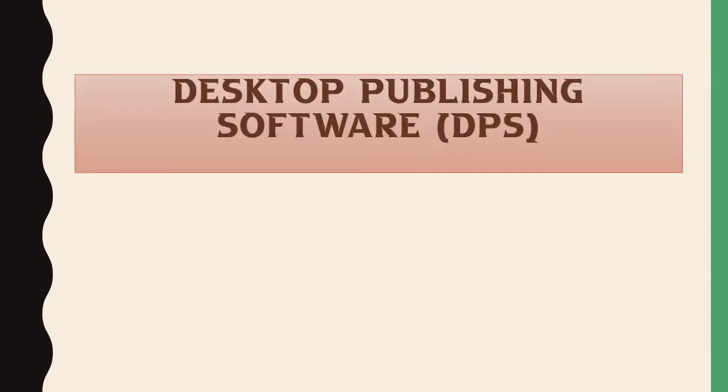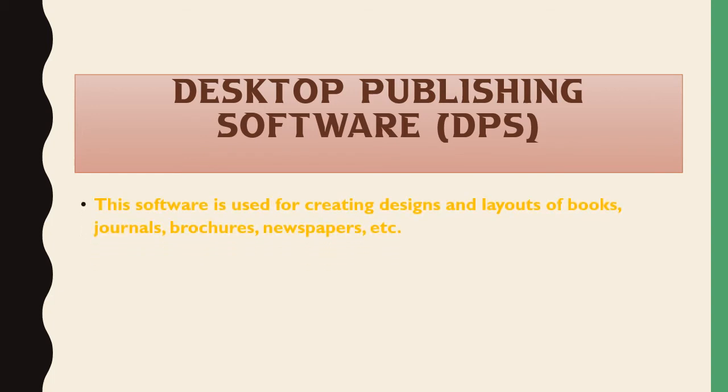Moving on towards the next one, desktop publishing software, DPS. This is the software which is used for creating designs and layouts of books, journals, brochures, newspapers. Basically, in easy words, you can understand the cover page of the book is being created with the help of this DPS, desktop publishing software. Examples are Adobe Photoshop, Quark Express.